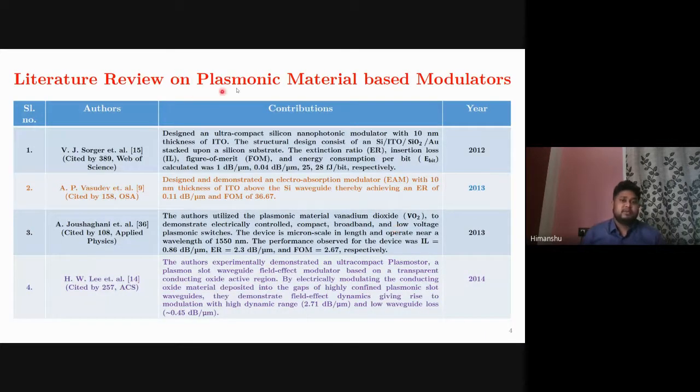Now coming to the literature review on plasmonic material-based modulators. At serial number 1, we can see Vijay Sorgi et al. These authors have designed an ultra-compact silicon nanophotonic modulator which has a 10 nanometer thickness of ITO, which is a plasmonic material. The structural design consists of silicon, indium tin oxide, silicon dioxide, and gold, stacked upon a silicon substrate. In doing so, they have achieved an extinction ratio, insertion loss, figure of merit, and energy consumption per bit of 1 dB per micrometer, 0.04 dB per micrometer, 25, and 28 femtojoule per bit, respectively. This work was published in 2012, and has been cited by around 389 papers.